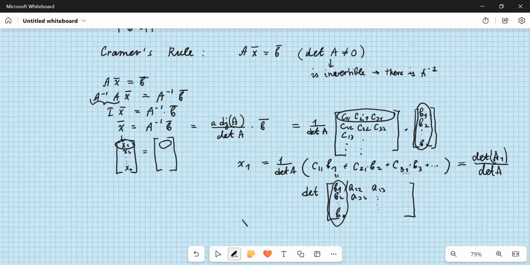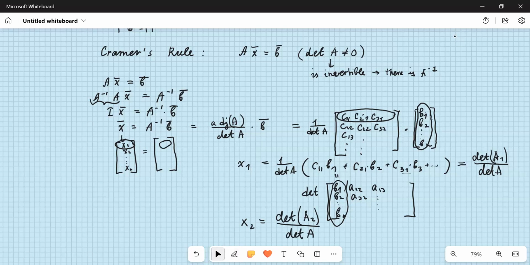If you want to calculate x2, you are going to take the same B column and put it instead of column 2. So it's going to be determinant of A2 by determinant of A. And this is basically Cramer's rule. Cramer's rule helps us to calculate one solution.